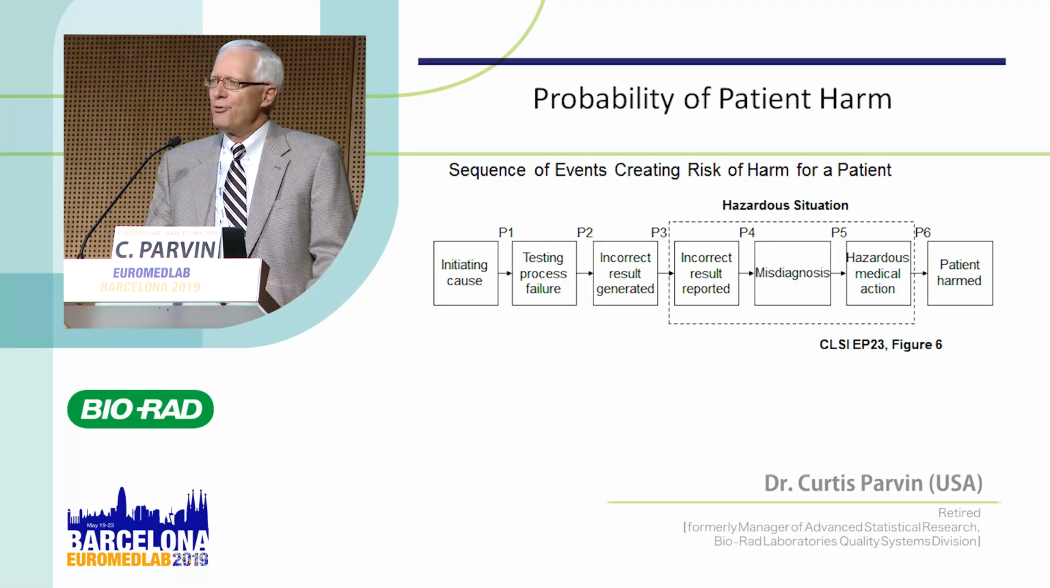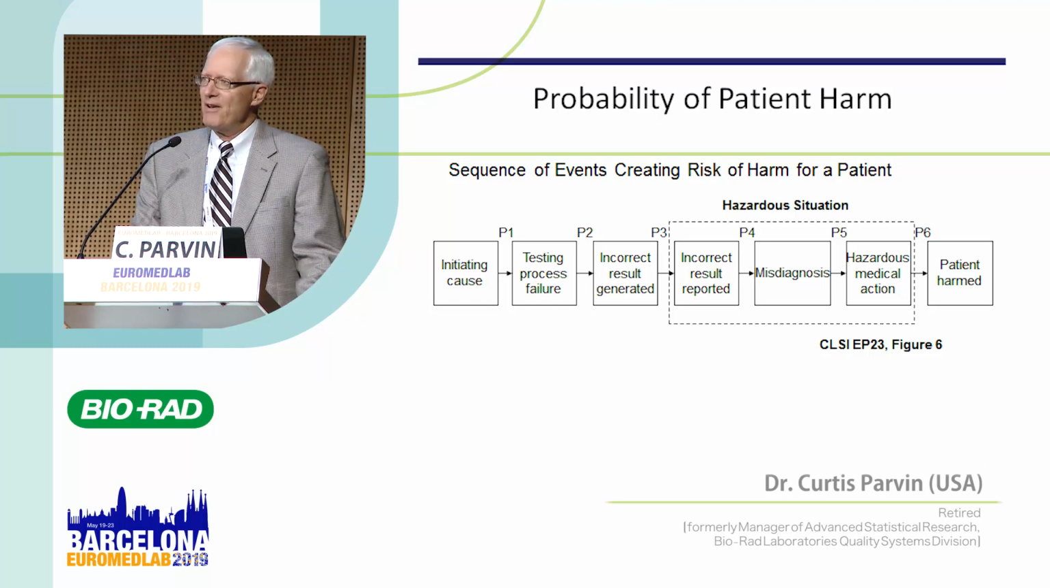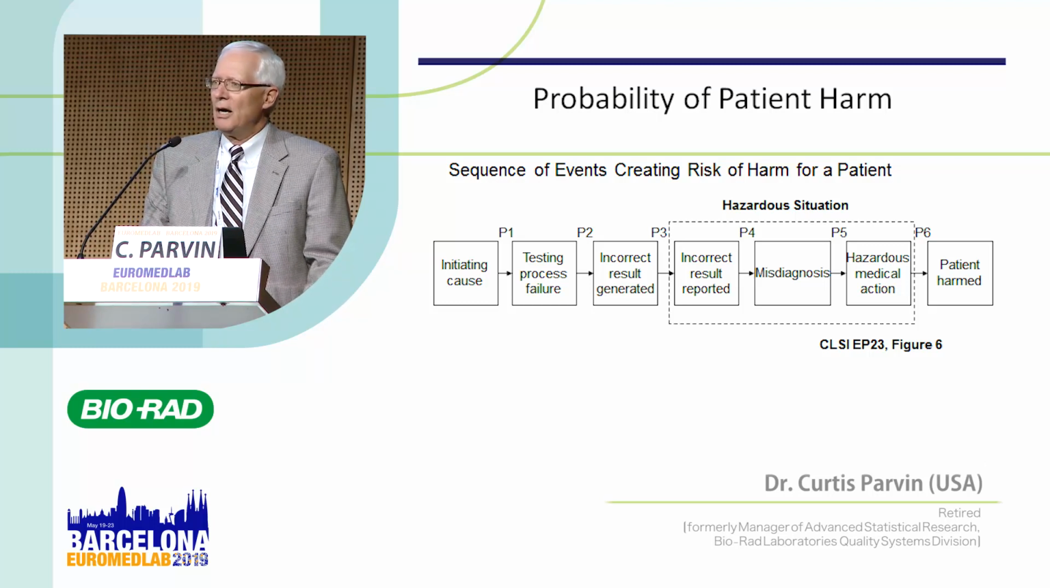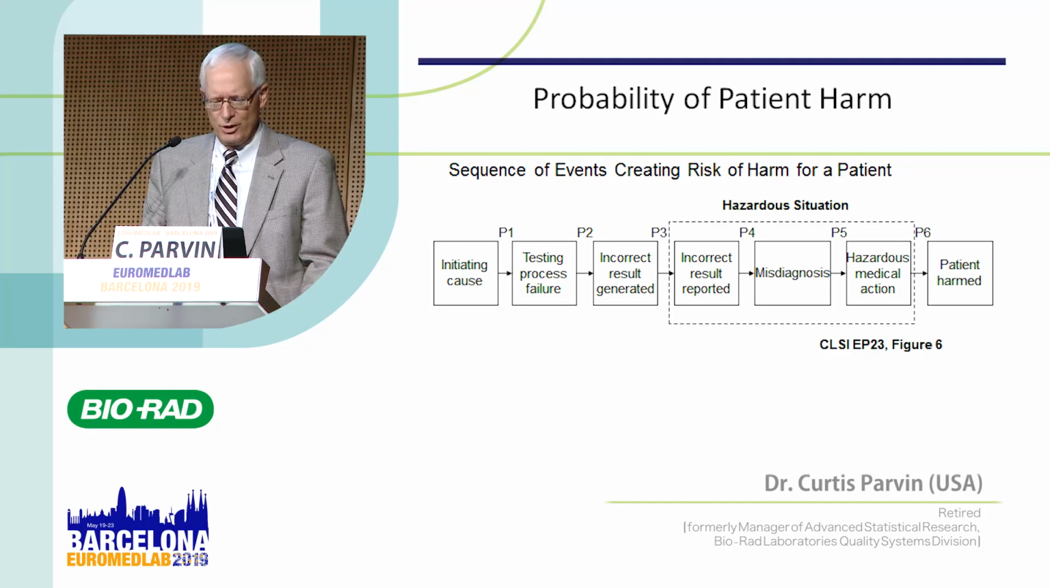In the EP23 guideline, they provide a very nice model showing an example of the sequence of events that lead from an initiating cause of an out-of-control condition, ultimately resulting in patient harm. So a nice model relating the probability of occurrence of patient harm from an out-of-control condition. Each event in the sequence has some probability of occurring, denoted by the letters P1 through P6.